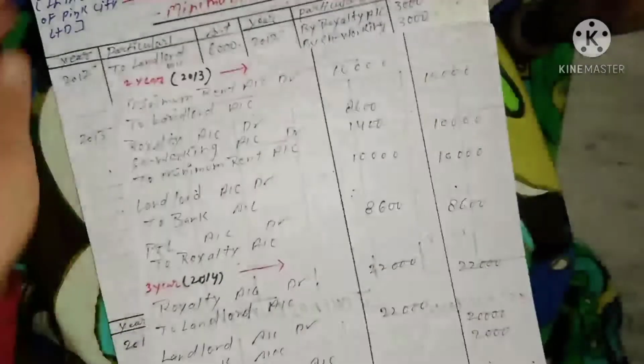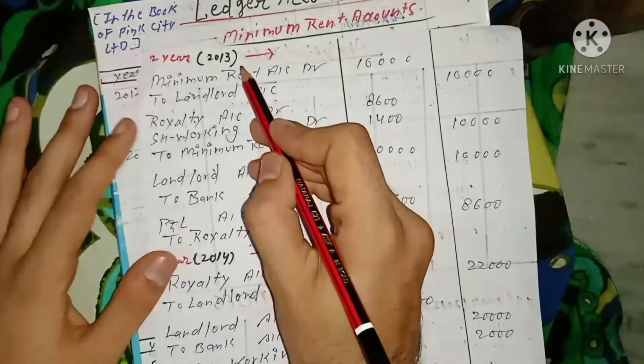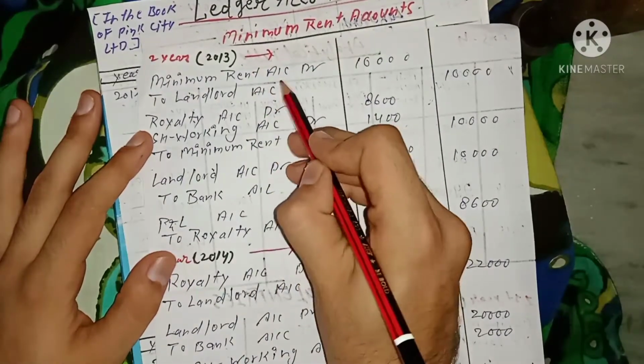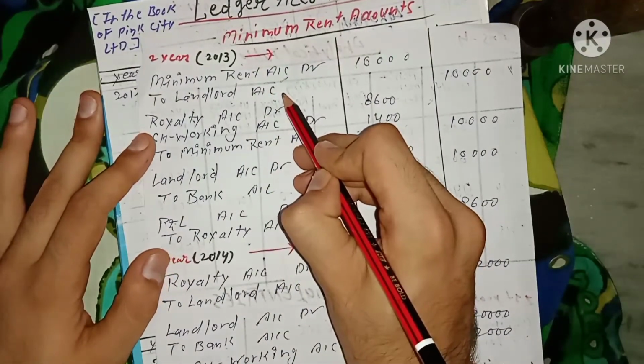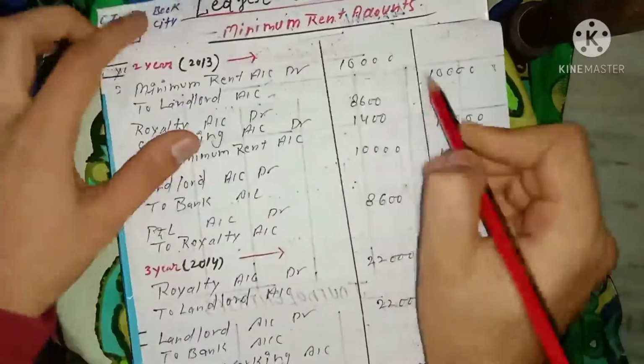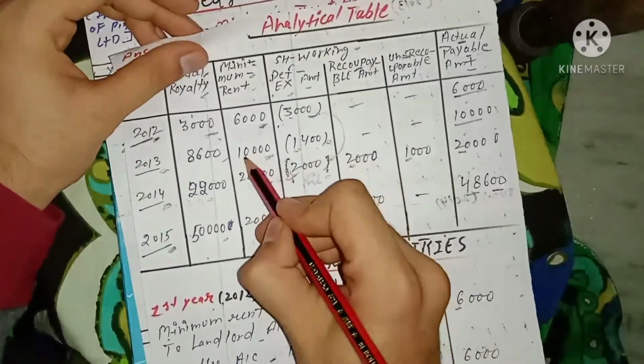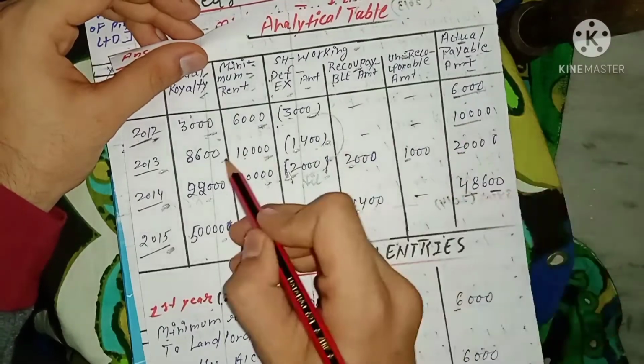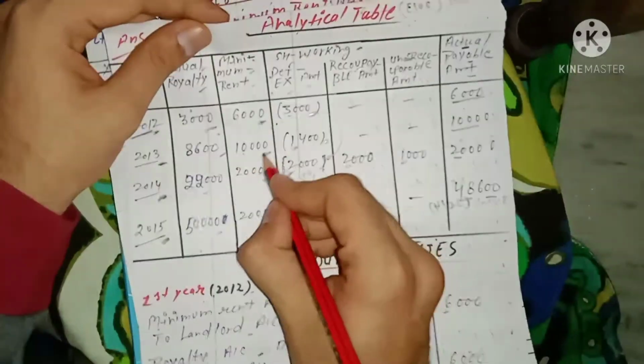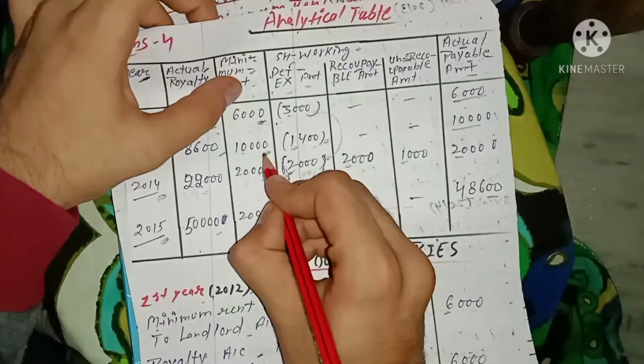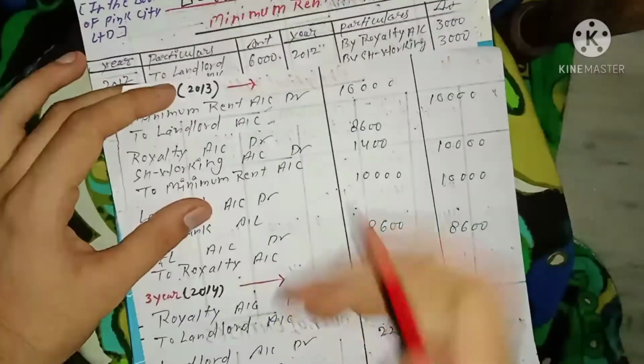Now moving to the next year, which is the year 2013, minimum rent. Similar thing: minimum rent account debit to landlord or lessor account, 10,000, as I have already mentioned, 10,000 or 10,000. Whatever amount is payable to the lessor as minimum rent, we are going to put here.